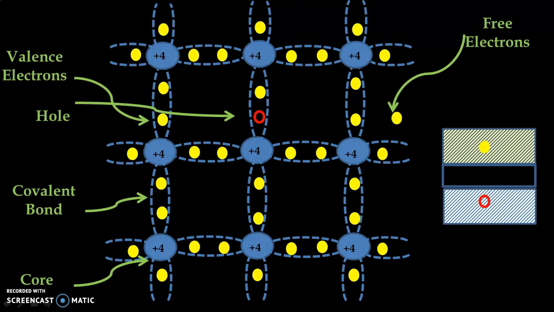Valence electrons become free electrons and travel to the conduction band, leaving behind holes. These holes are also a charge carrier. Like electrons, the movement of holes can also act as a flow of charge, similar to the flow of electrons.